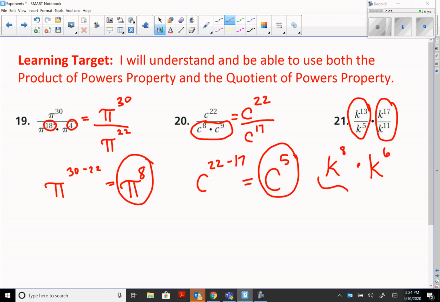Now I'm going to use the product of powers property. Since I'm multiplying and since my bases have the same variable, I can add the exponents. And 8 plus 6 is 14. So my final answer is k to the power of 14.